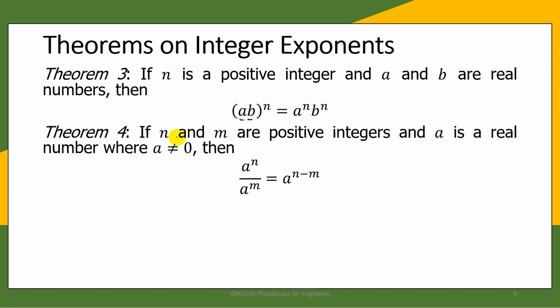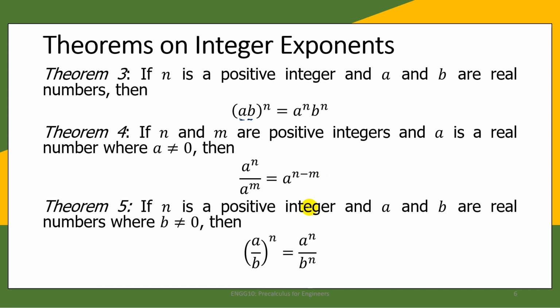Theorem 4 states that if n and m are positive integers and a is a real number where a is not equal to 0, then a raised to n divided by a raised to m is equal to a raised to n minus m. If you remember, in Theorem 1, when we are multiplying these two expressions together, we need to add their exponents. But in Theorem 4, if we are dividing these two expressions, we need to subtract their exponents.